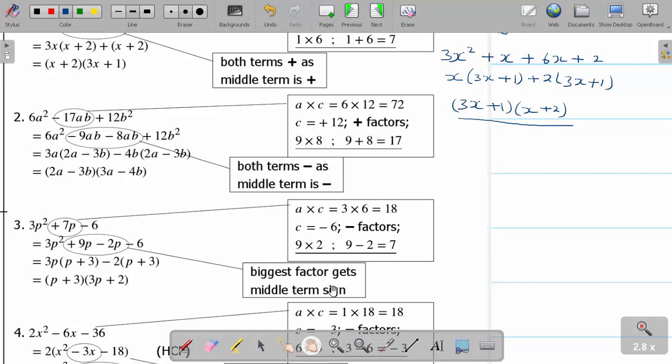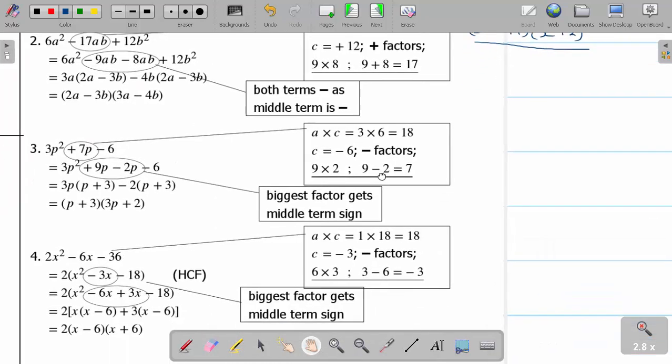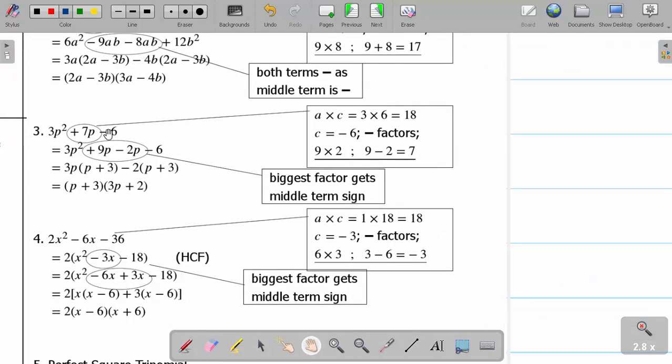Then another one here. If you check this time, our c is a negative. So if you multiply 3 times negative 6, we get 18, and our c is a negative again, negative 6. So we're going to get a negative factor.